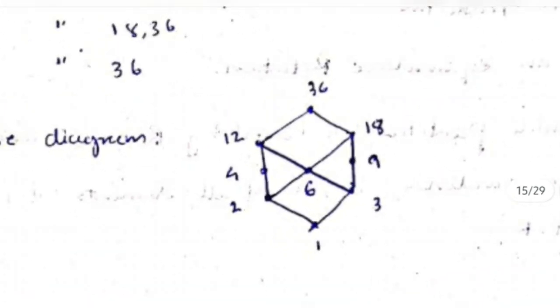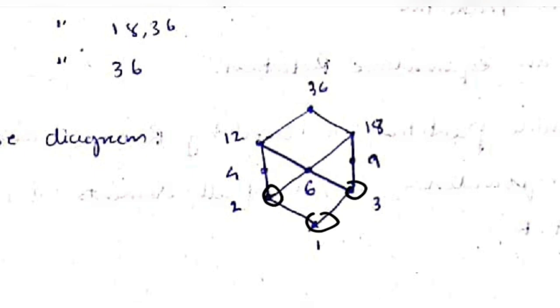See, the Hasse diagram is made in this way. The least element is written here, the next two greatest elements will be written, and the relation will be made here. I have explained in the theory part of this DMS module 3 video how to make the Hasse diagram.